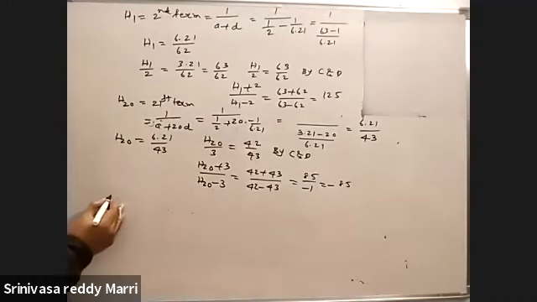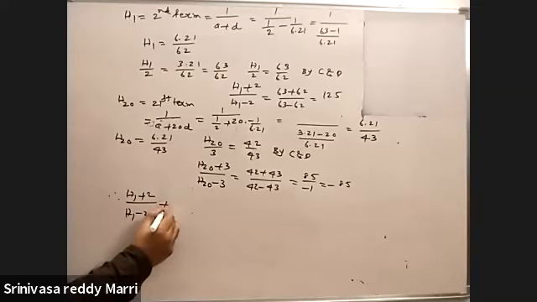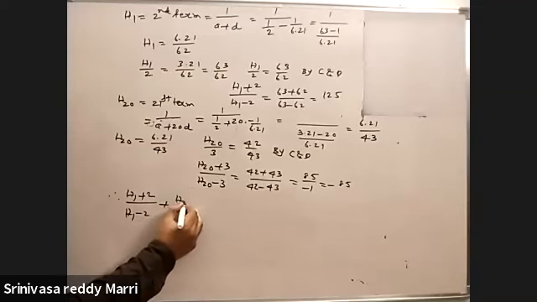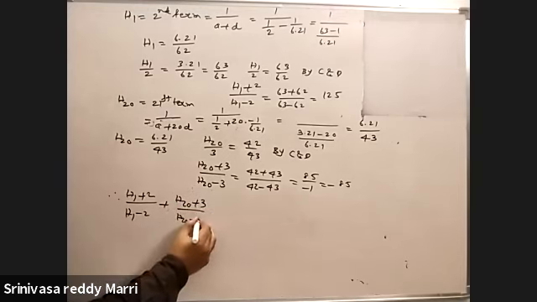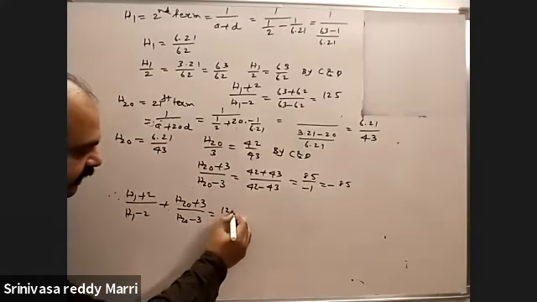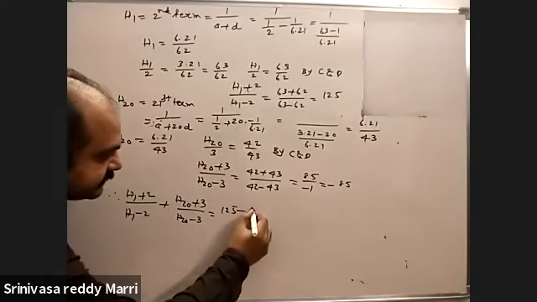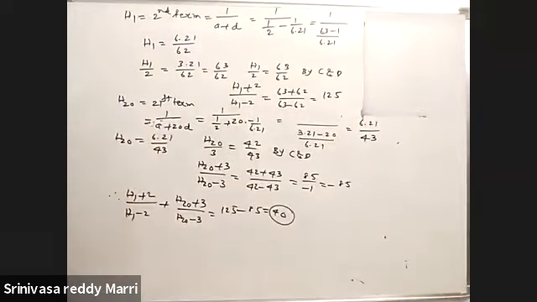So what is the required value? Required value he is asking is H1 plus 2 divided by H1 minus 2 plus H20 plus 3 divided by H20 minus 3. That is nothing but 125 minus 85. This value is nothing but 40.